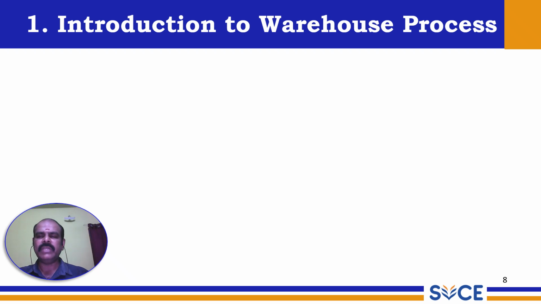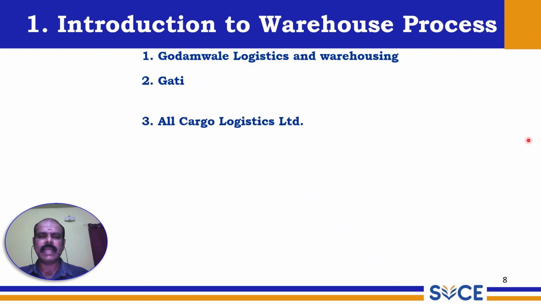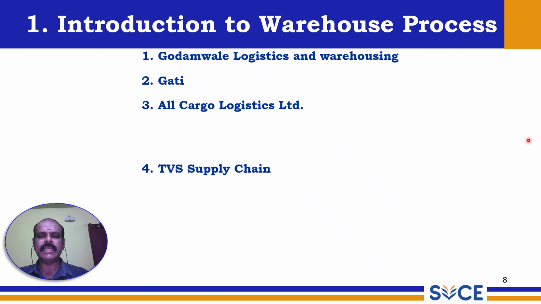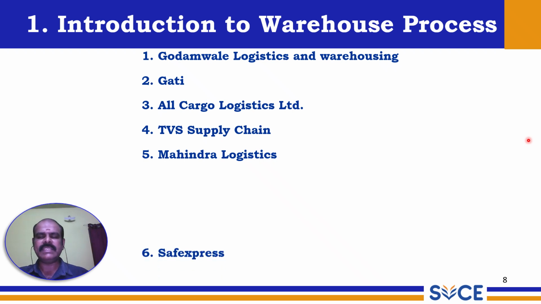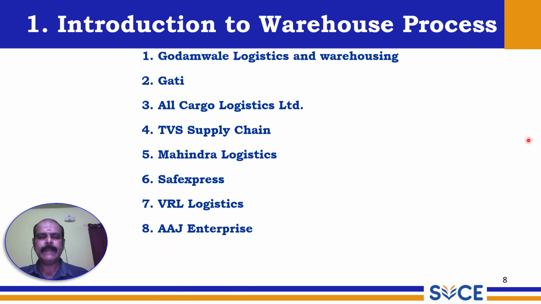Here, rather than companies maintaining them, there are private players. Number one is Godamwale Logistics and Warehouse. Gati, you probably would have seen in the logistics category. All Cargo Logistics Limited, TVS Supply Chain from our state, Mahindra Logistics, Safexpress, VRL Logistics, of course from Karnataka, Vijay Anand Road Lines, Arch Enterprises or AAJ Enterprise, Om Trans Logistics, and finally SK Logistics.